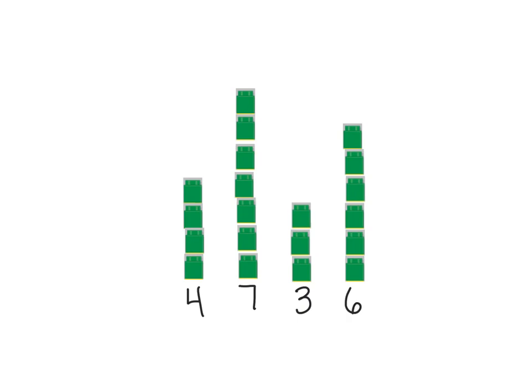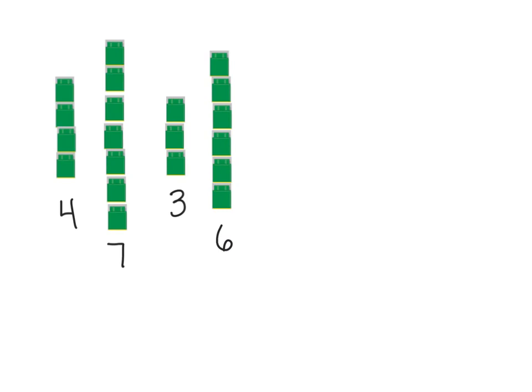All right, which tower has the most linking cubes? Which one has the most? The 4, the 7, the 3, or the 6? Yeah, it's the 7. And which tower has the fewest? 4, 7, 3, or 6? This time it's the 3. Now we're going to put our towers in order from the fewest or the least to the greatest or the most. Okay, I've moved the towers over to the left so that I can make some room over here so that we can order them from least to greatest.